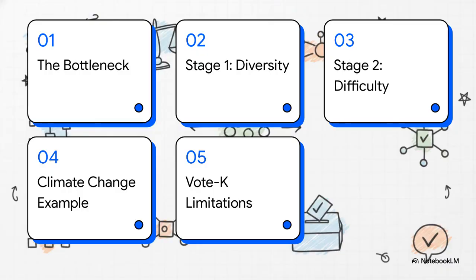Here's our roadmap for today. We'll be covering: 1. The bottleneck, 2. Stage 1, finding diversity, 3. Stage 2, finding difficulty, 4. A practical climate change example, and finally, 5. VoteK's limitations. Now, I know there's some dense graph theory ahead, but stick with me. I promise a clear step-by-step payoff.